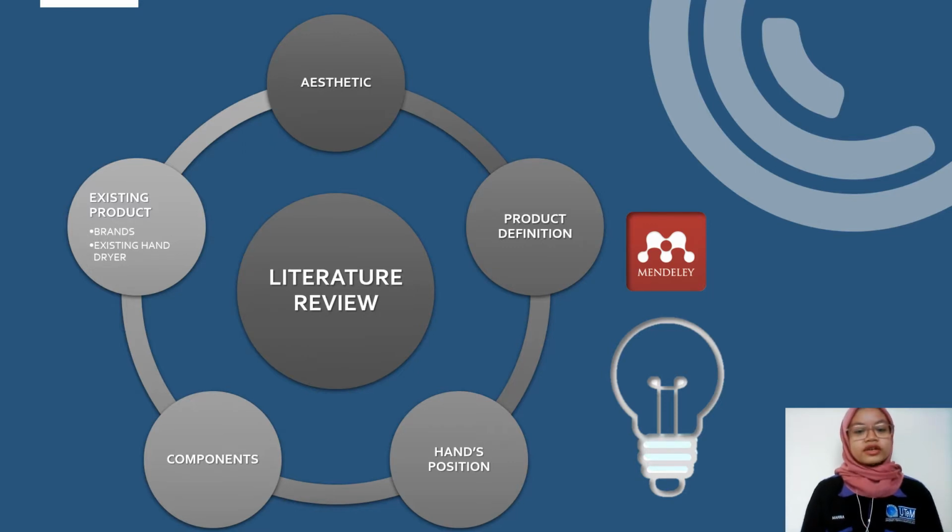Now, let's start with the literature review. First, I'm going to explain about aesthetic. Second, product definition, which is a hand dryer. Third, hands position, which is the hands position of the user when using the hand dryer. Then, components of hand dryer, and existing products, which are brands of hand dryer that exist worldwide.